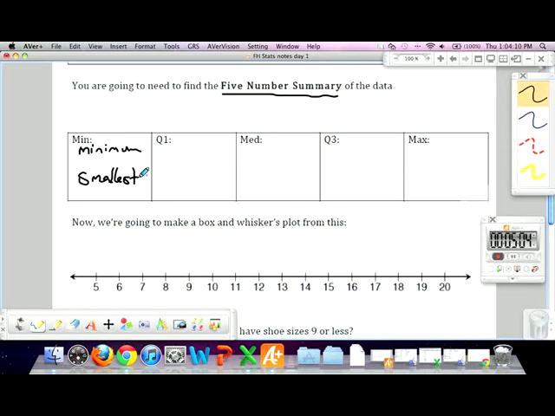What do you think mean is? We just said it on the front side. Median. What do you think max is? Maximum, or the largest number.